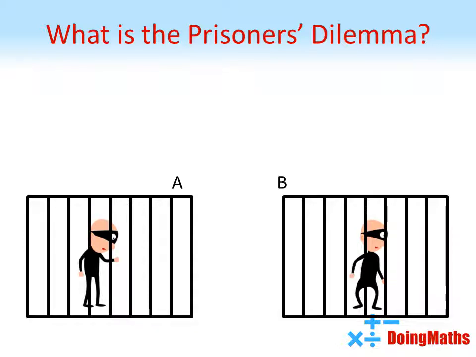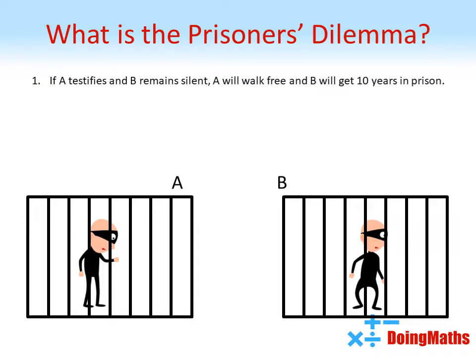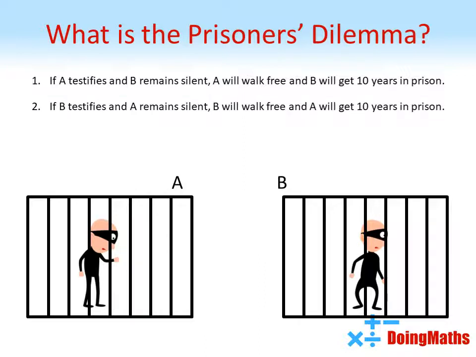Separately, the two prisoners are each given the following options. Option 1. If A testifies against B and B remains silent, A will walk free and B will get 10 years in prison. Option 2. The other way round. If B testifies and A remains silent, then B will walk free and A will get 10 years in prison.